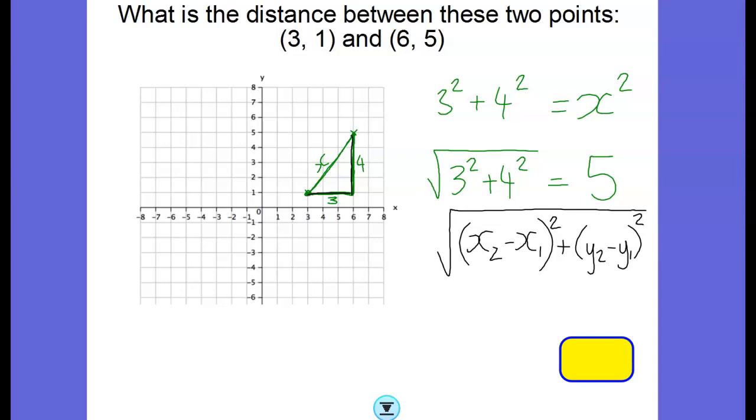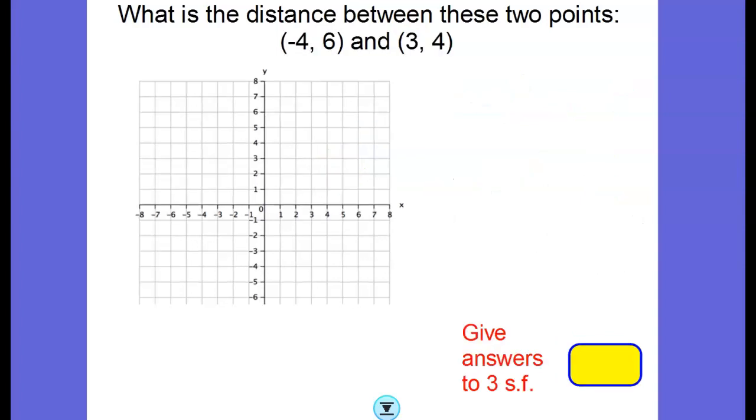Right, here's one for you to try. So pause the video now and see how you go. Pause the video, have a go at this one.